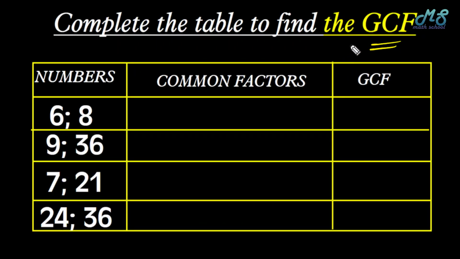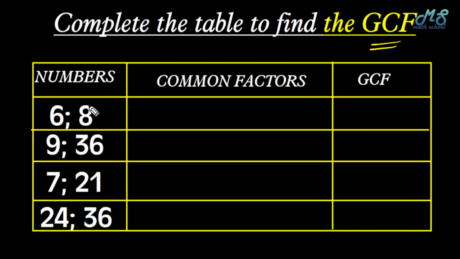We studied before the GCF. How can we find the greatest common factor of two numbers or more? You can find the common factors first, then you can deduce the GCF. You have to write the factors of each number, then you can circle the common factors as we studied before. But today we will write the common factors directly.